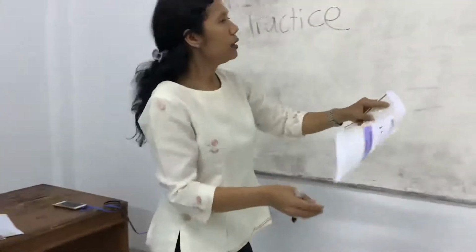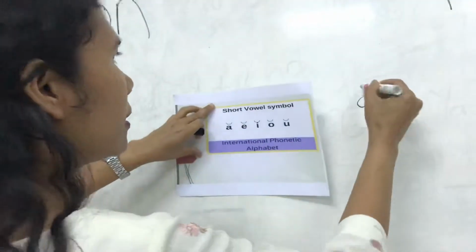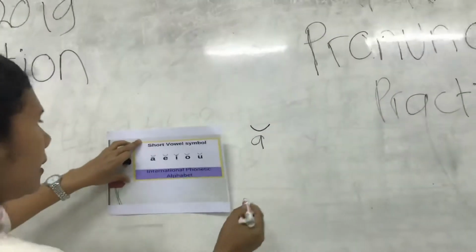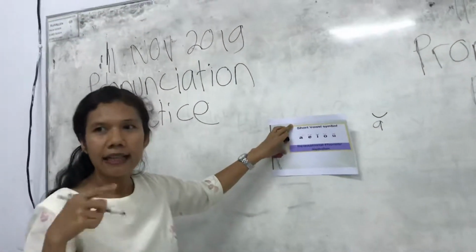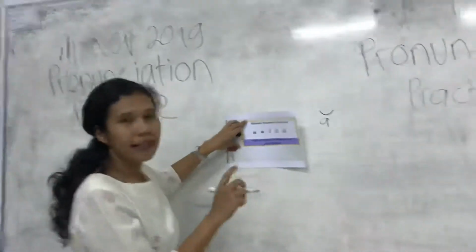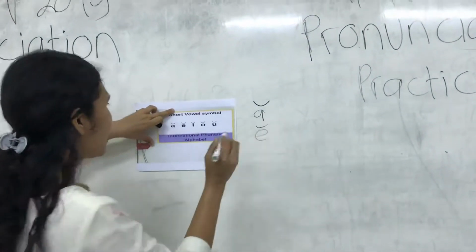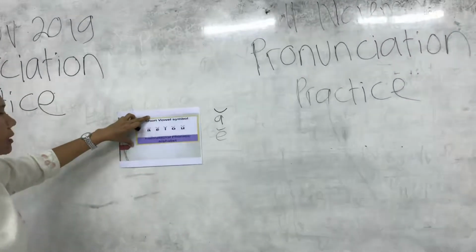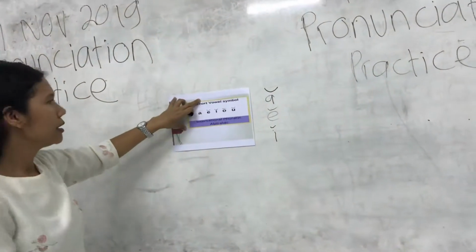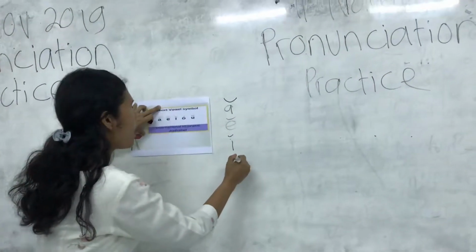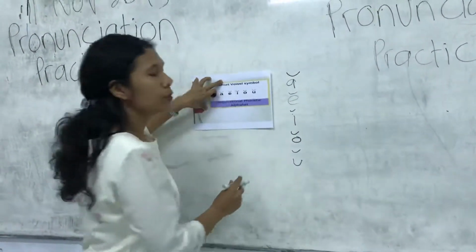The short vowel symbol is the symbol. Repeat again with me. This. E. I. O. U.